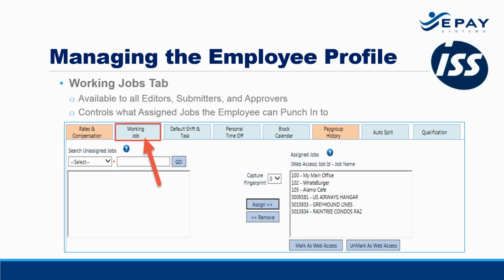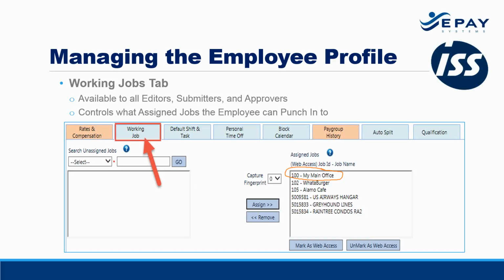Like I mentioned, the Working Jobs tab is important because it controls what assigned jobs that employee can punch into. Now, these jobs that are appearing on the screen in the Assigned Jobs section all come in initially from J.D. Edwards. This is the assignment type. Once again, if we had told the system assignment type of job in J.D. Edwards, the system is only going to send one job. So what I'll show you in a little bit is this employee's default job is 100-My Main Office. So if we had set this employee up as a job assignment type, the system would only pull in one job and make only that one job available for this employee to punch into.